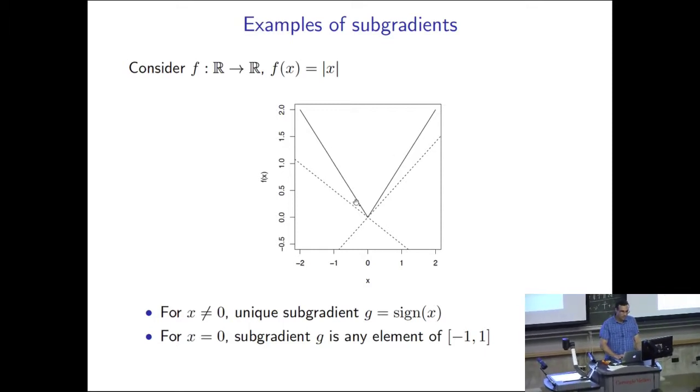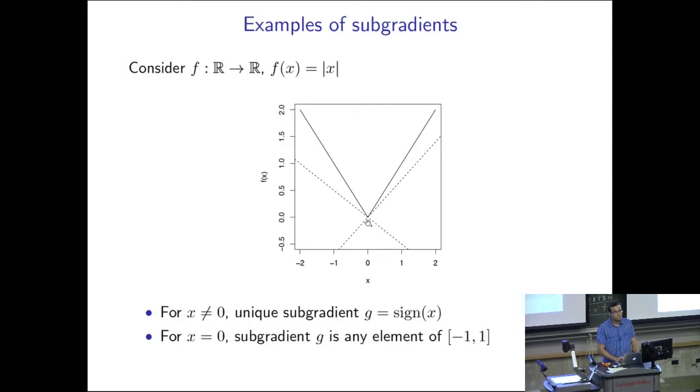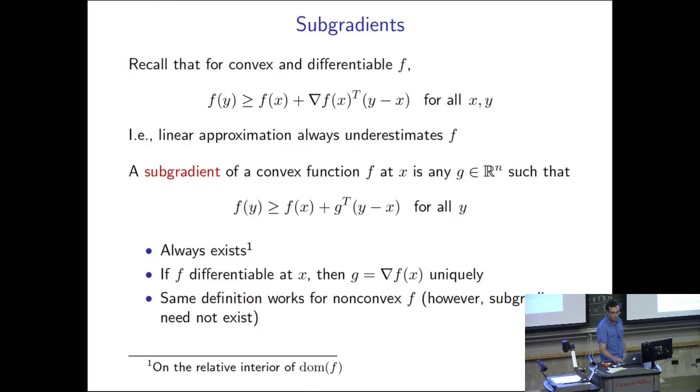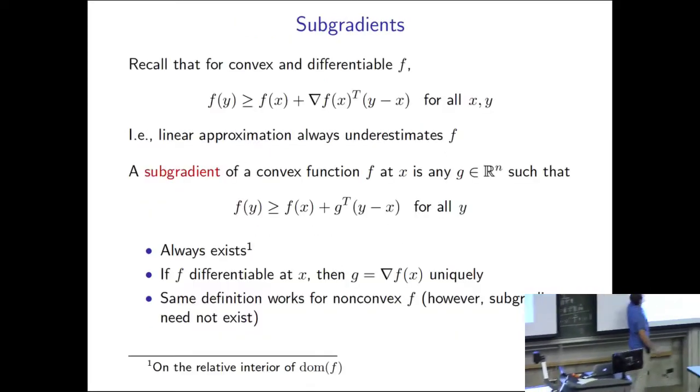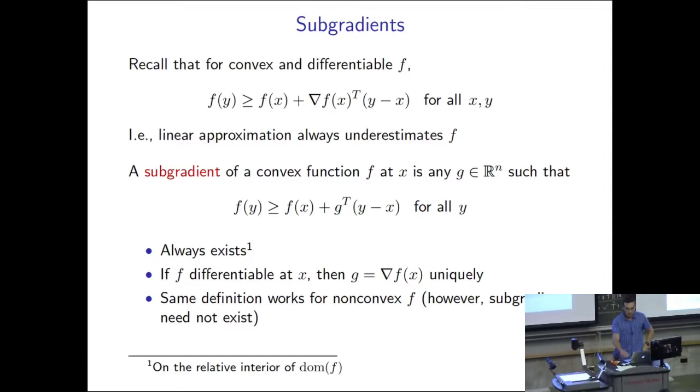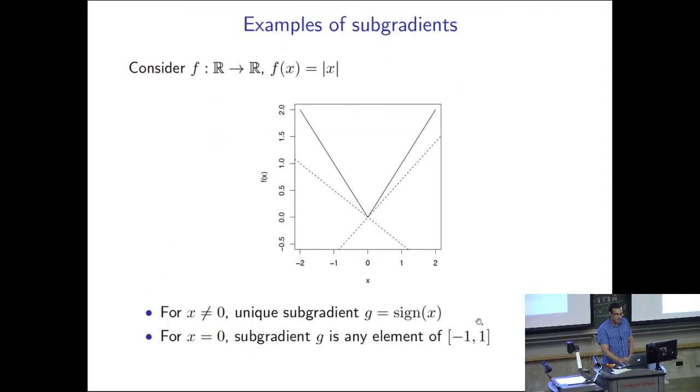Same with out here. In the middle here, I can actually take a slope of anything between minus 1 and 1 and still get a global underestimate of the function. If I look at a line passing through 0, its slope can be anything between minus 1 and 1. And any of those would give me the property that I desire: the function lies below that line. So the subgradient at 0 is any element of the set from minus 1 to 1, inclusive.